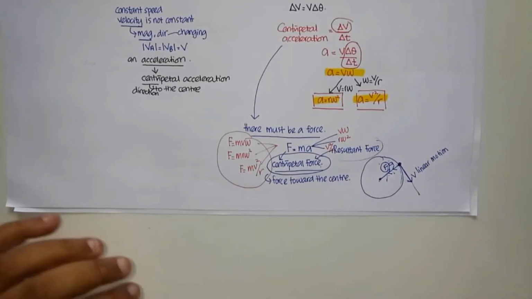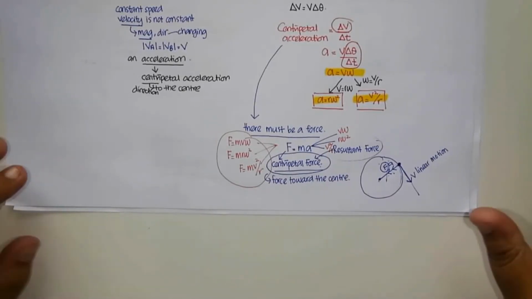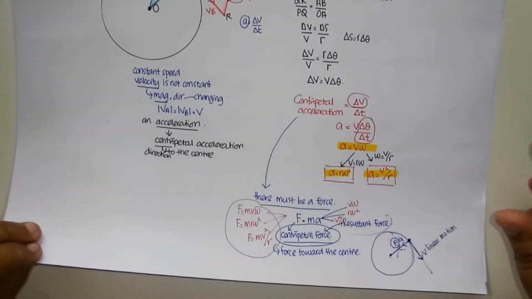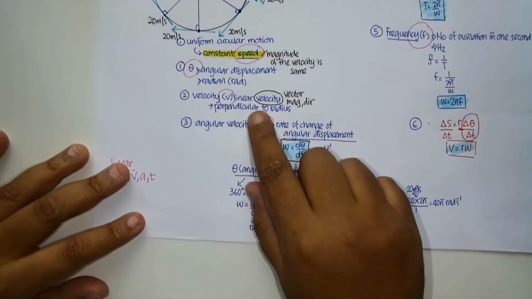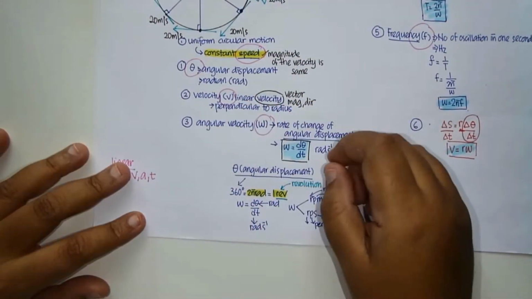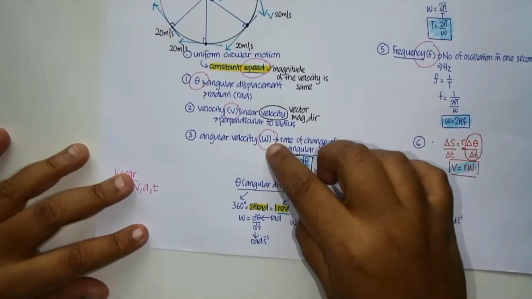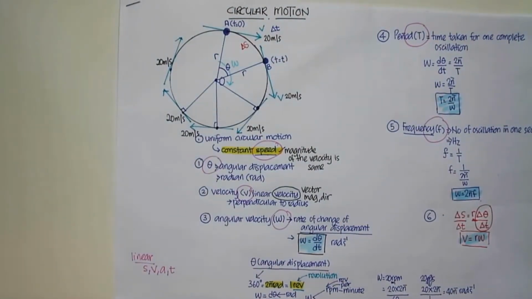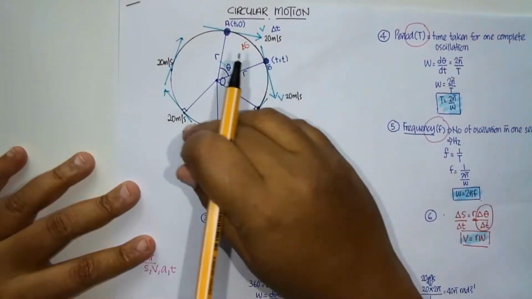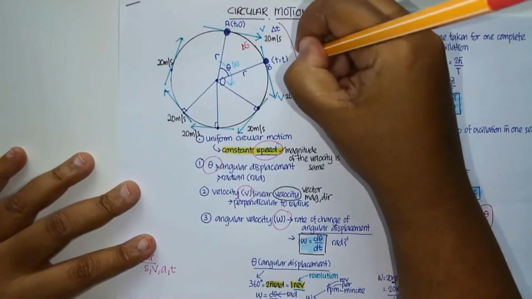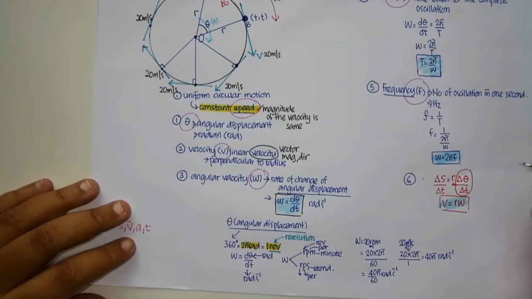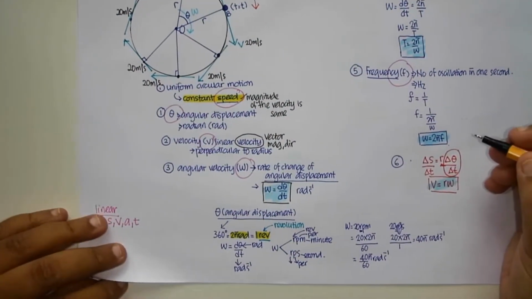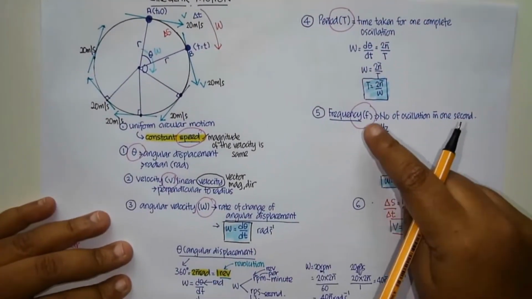So now class, we already understand all those quantities. We know that in circular motion we have all these quantities. We have to talk about angular displacement, linear velocity, and angular velocity omega. If I want to draw the direction of angular velocity omega, I can draw it this way, since the object is moving in this direction. Then we have the period and the frequency.